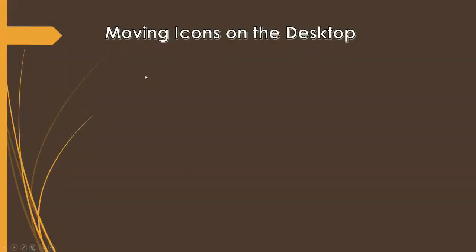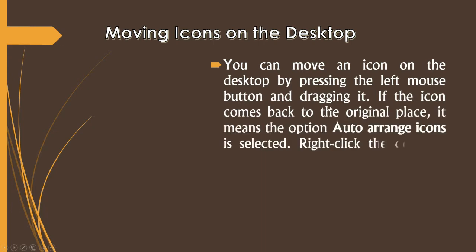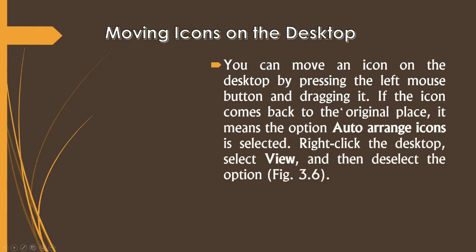Okay, so moving icons on the desktop. How can you move the icons on the desktop? As I showed, there are icons and folder icons on the desktop. You can move an icon on the desktop by pressing the left mouse button and dragging it. By dragging it you can move it, or if the icon comes back to the original place, it means the auto arrange icons option is selected.